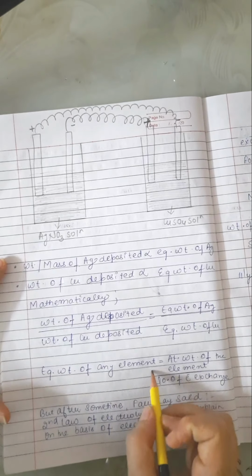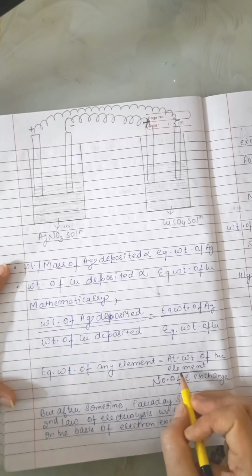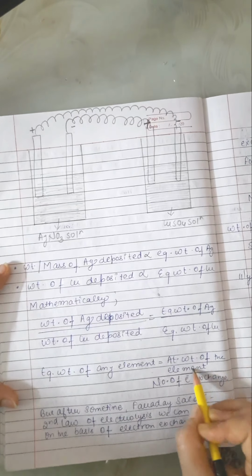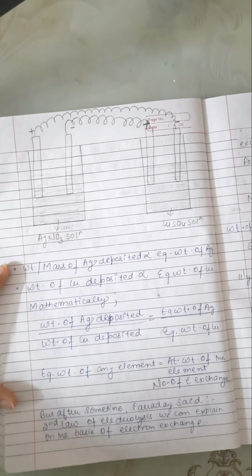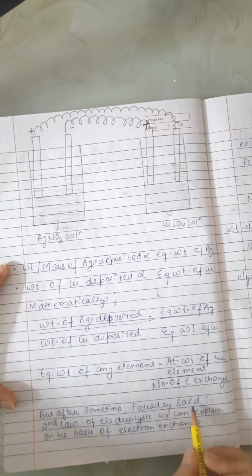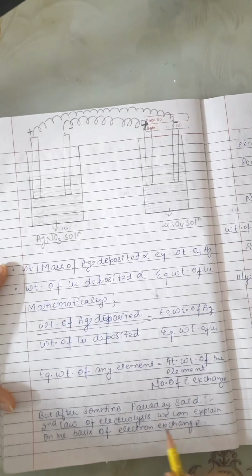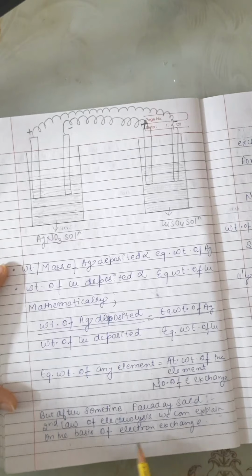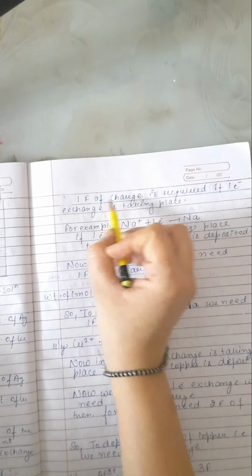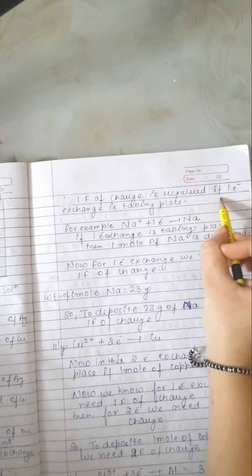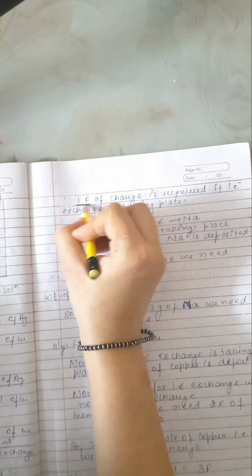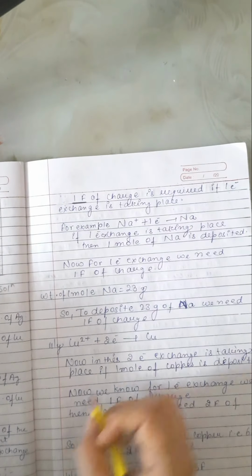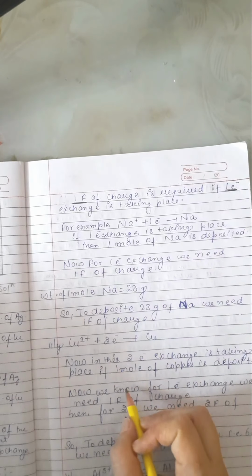Equivalent weight of any element we can calculate by using the formula: atomic weight of the element upon number of electron exchange. But after some time, Faraday said the second law of electrolysis can be explained on the basis of electron exchange. So 1 Faraday of charge is required if 1 electron exchange is taking place. Again, 1 Faraday of charge is required if 1 electron exchange is taking place.